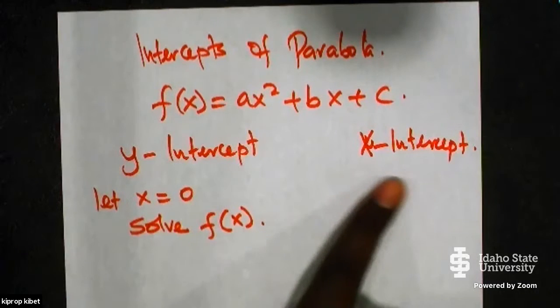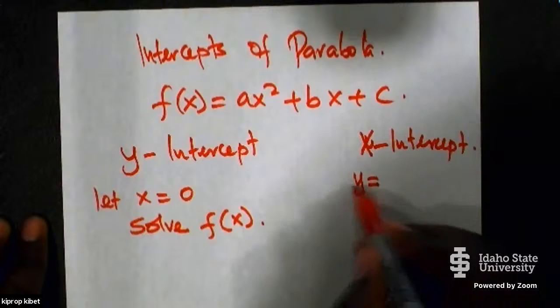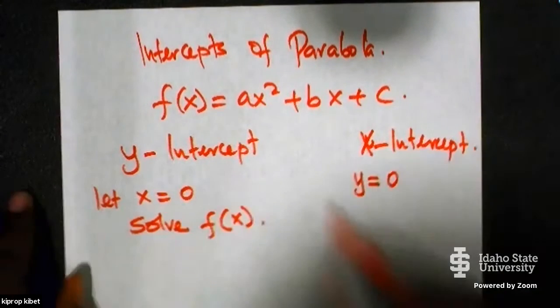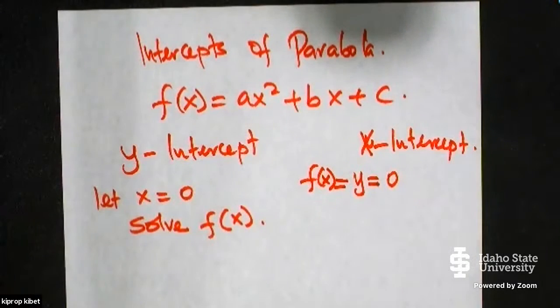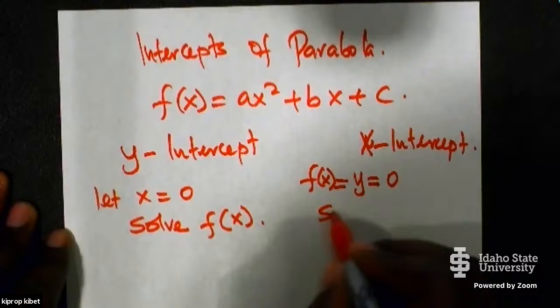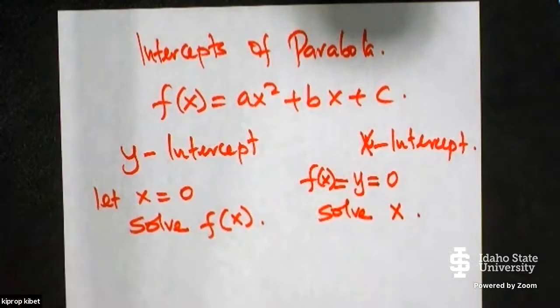Now, to get the x-intercept, y should be equal to 0. That means f of x should be equal to 0. And then you solve for x.